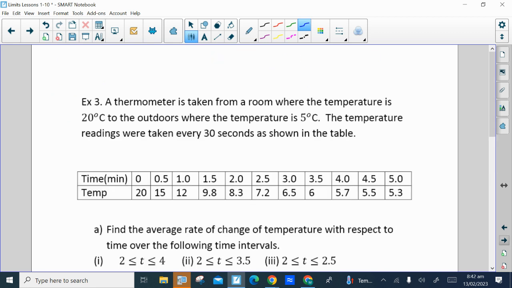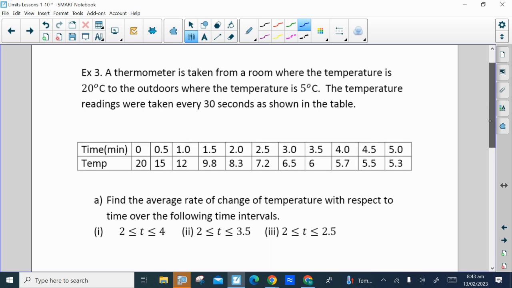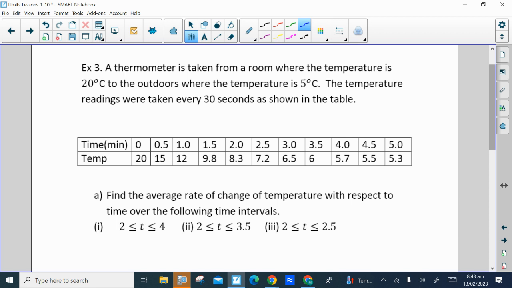So example 3 says a thermometer is taken from a room where the temperature is 20 degrees Celsius to the outdoors where the temperature is 5 degrees Celsius. The temperature readings were taken every 30 seconds as shown in the table. So every 30 seconds, the readings are taken off the thermometer.